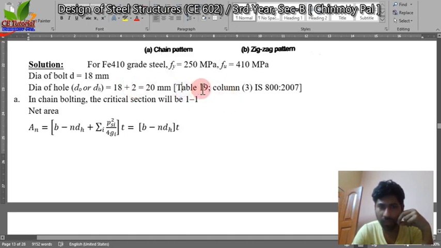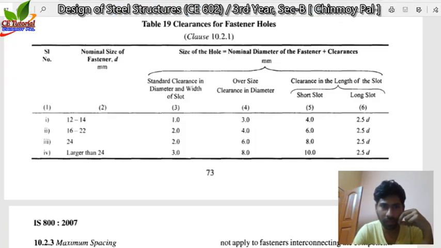From Table number 19 of IS 800, you can see the nominal size of fastener. Our nominal size is 18 millimeter, so it falls in 16 to 22. So we can add standard clearance 2. 18 is greater than 16 and less than 22, so we can add 2.